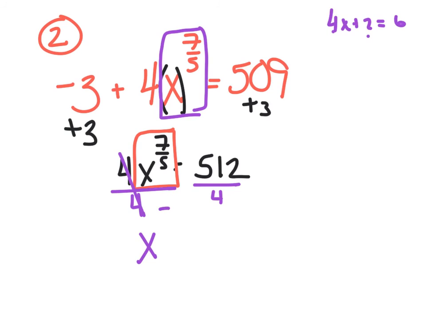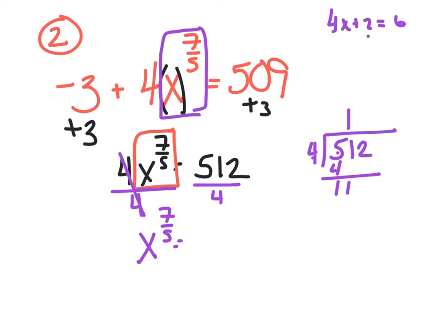So I have x to the 7/5 equals, I'm going to do a little scratch work, 512 divided by 4. 4 goes into 5 once. It goes into 11 twice. That's 8. That's a 32. So that's an 8. So that's a 128.